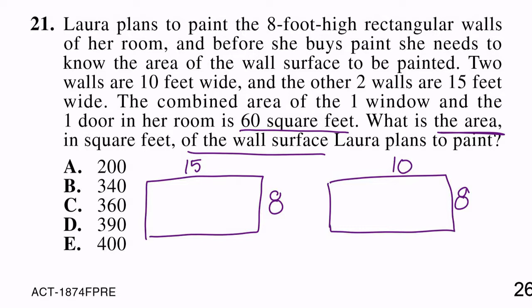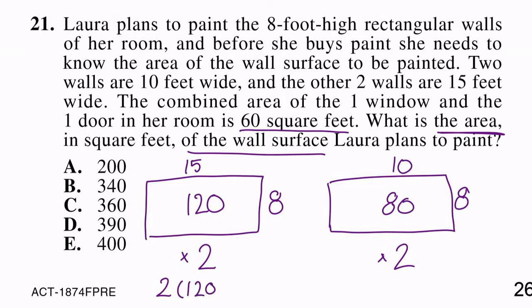So 15 times 8, our total area for that wall is 120. 10 times 8, our total area for that is 80. So now we have 2 of each of these. So our total area is 2 times 120 plus 2 times 80. And then we have to subtract our 60 square feet that we know is taken up by the one window and the one door.